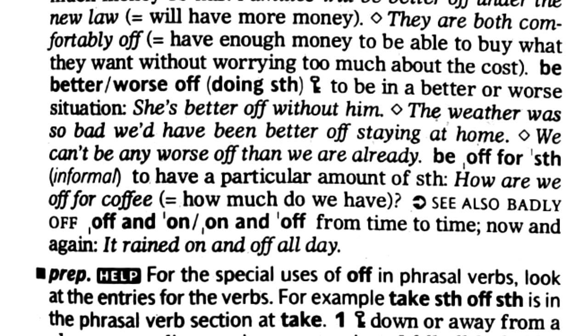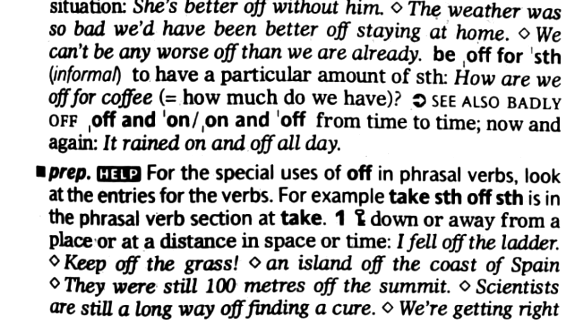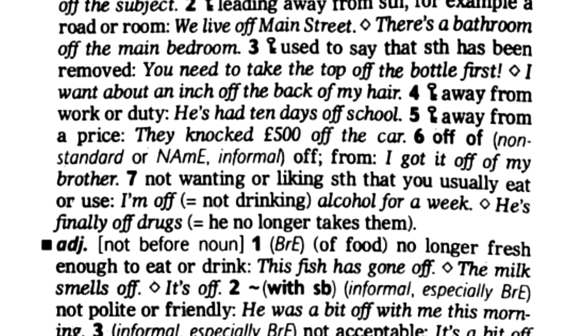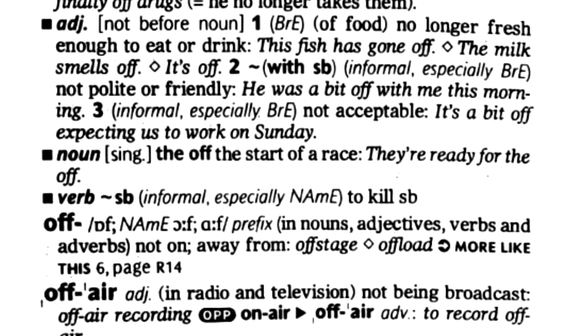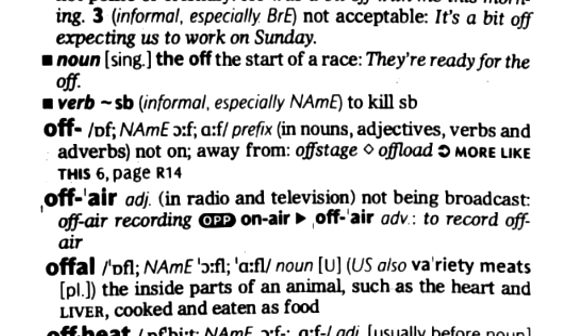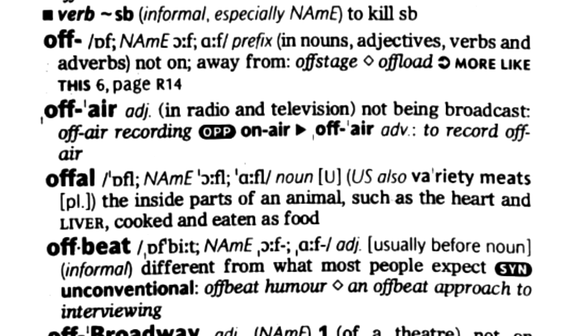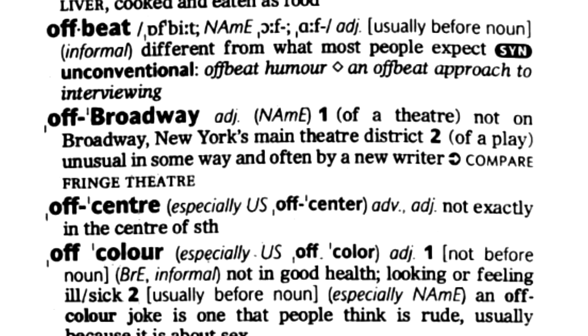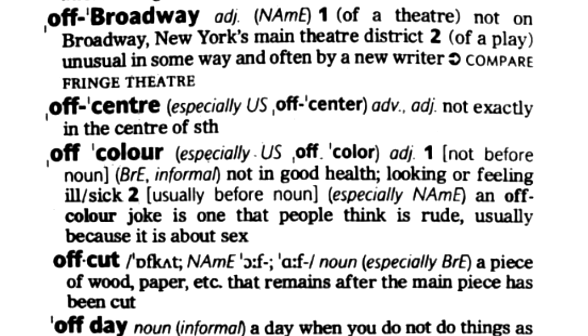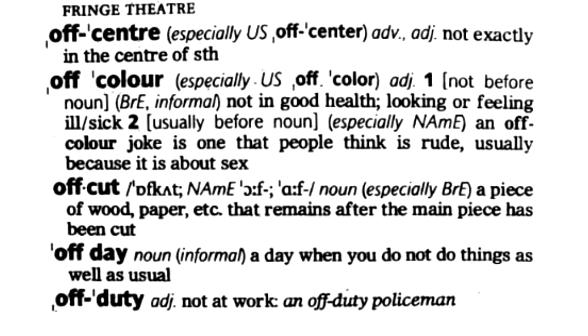And then we have the preposition, how it could be used as a preposition. And then we have phrasal verbs to it, like take something off somebody. Again, we have 7 meanings of the preposition part of it. Then comes the adjective with about 3 meanings. The noun is just 1. And then we have off used as an adjective in many ways, like offbeat, off Broadway, off center, off color, off day, off duty. So that is how it is.